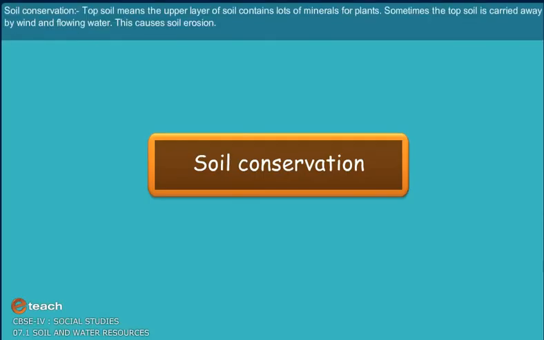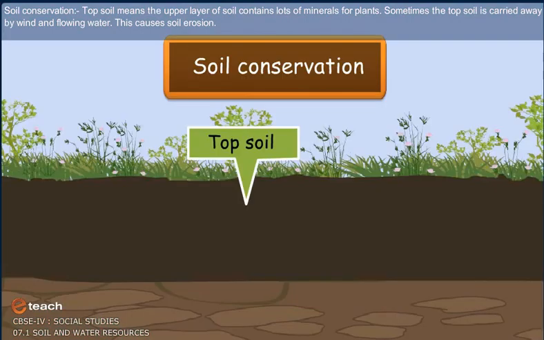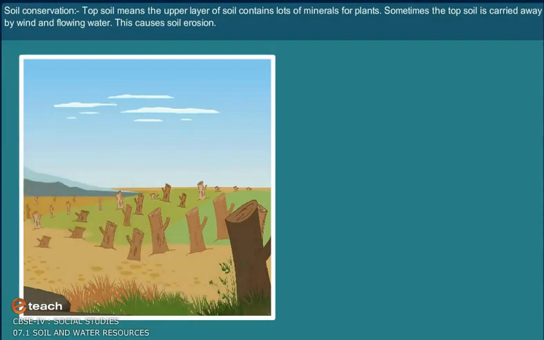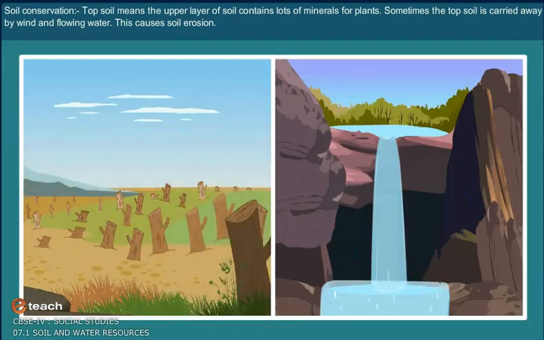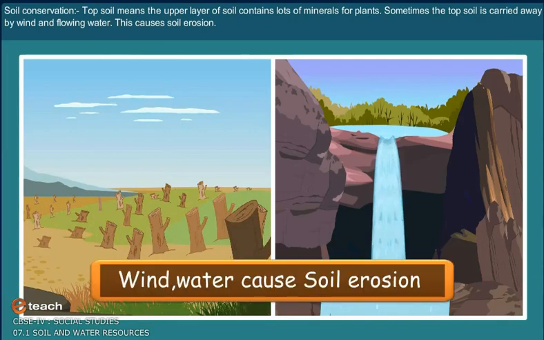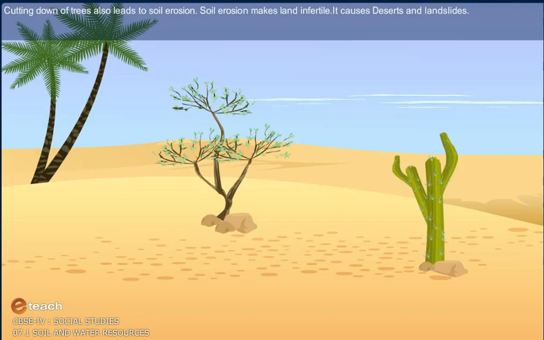Soil conservation. Topsoil means the upper layer of soil, which contains lots of minerals for plants. Sometimes the topsoil is carried away by wind and flowing water. This causes soil erosion. Cutting down of trees also leads to soil erosion. Soil erosion makes land infertile. It causes deserts and landslides.